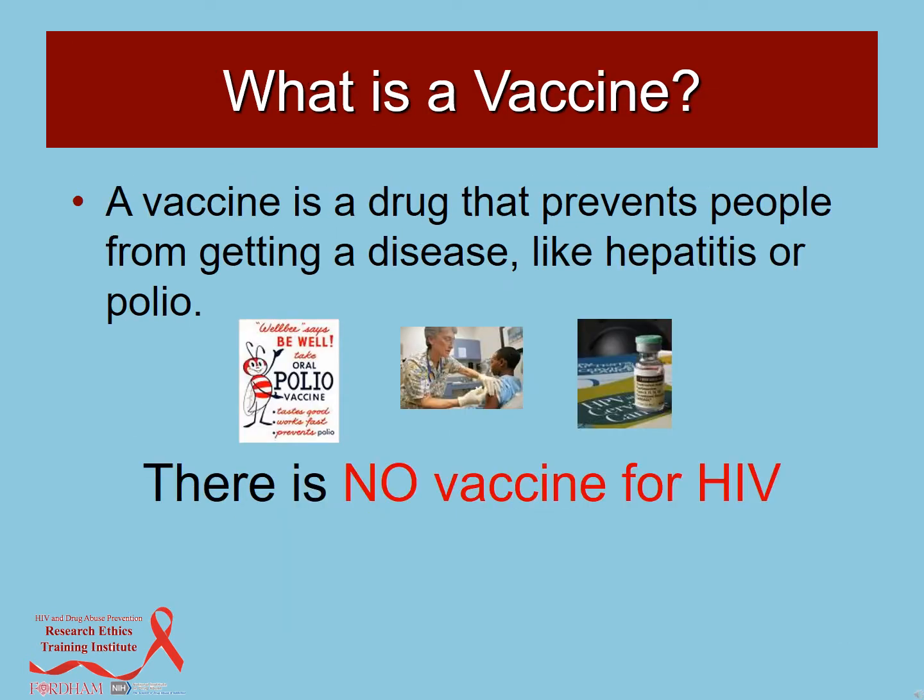So a vaccine is a drug that prevents people from getting a disease like hepatitis or polio. There is no vaccine for HIV, yet a lot of people in the community believed there was a vaccine. They also believed, as some of you know, and it's probably still around, but not as much, that scientists gave the population HIV. So we were trying to address the mistrust, okay?